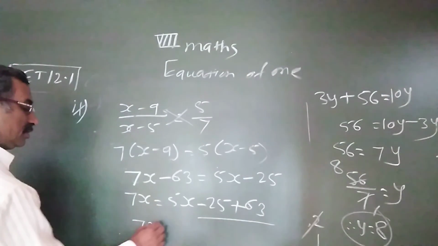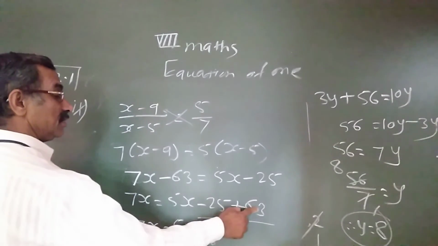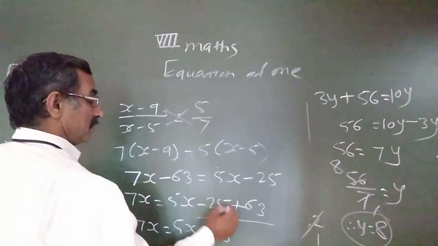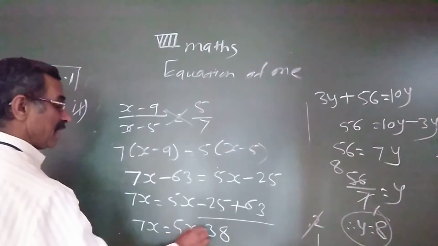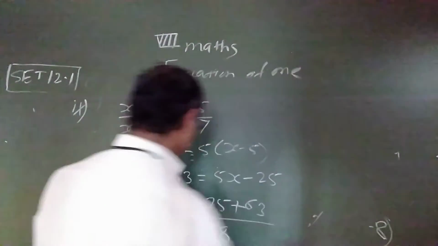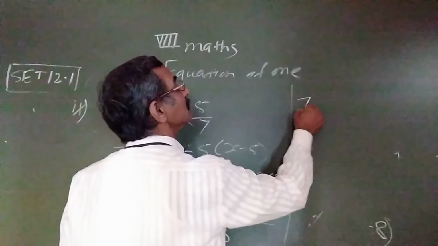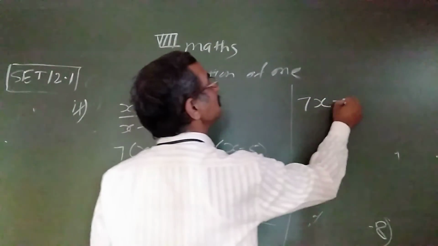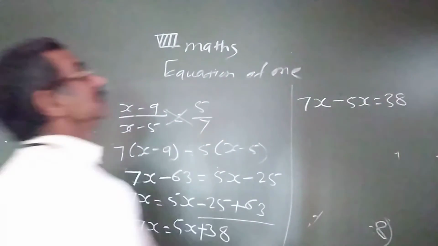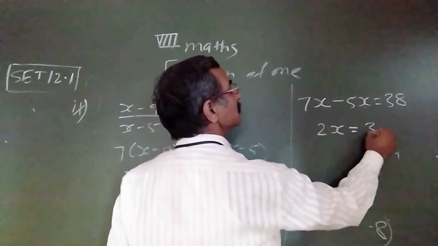So the sum of it is equal to 5x, 63 minus 25, that is 38, with the higher number's sign, the plus. Then by transferring 5x to the left hand side, it will change the sign, so 7x minus 5x is equal to 38. Then 7x minus 5x, they are like terms, so their subtraction is 2x is equal to 38.